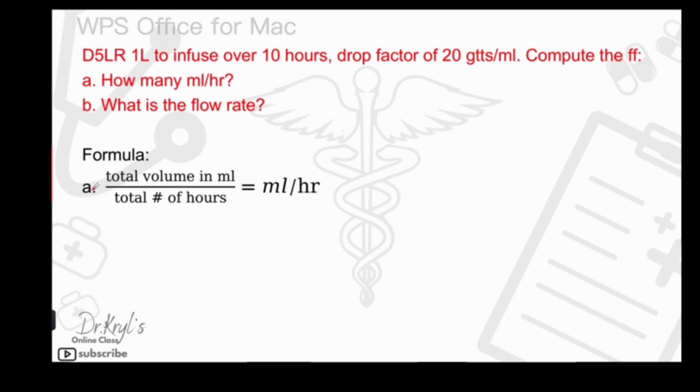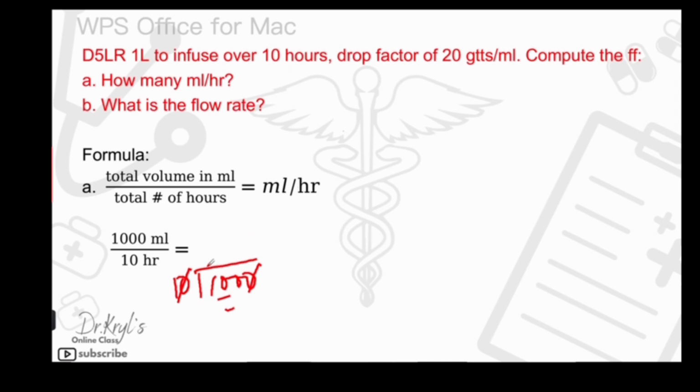So, yan. This is the formula. So, letter A muna tayo. How many cc per hour or how many ml per hour? Ilan yung total volume natin? It's, ilan? 1,000. And, ilang hours to run? 10. Okay? So, yan. Kumuha na ba kayo ng mga calculator? Compute natin. 1,000 divide 10. Tanggal tayo ng isang 0. So, ang natira, 100.